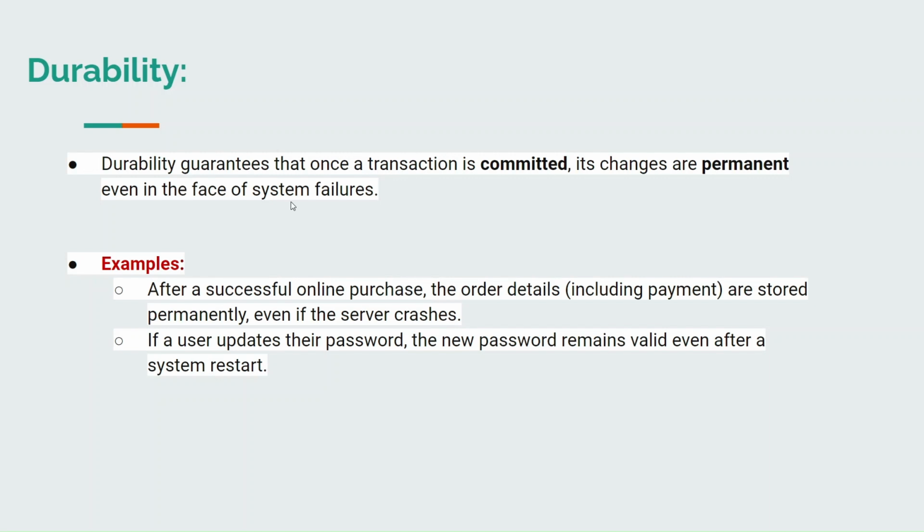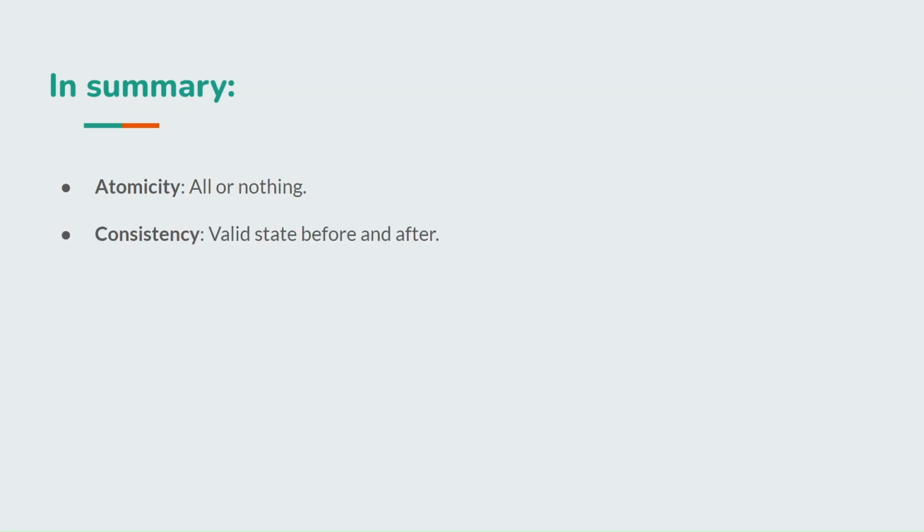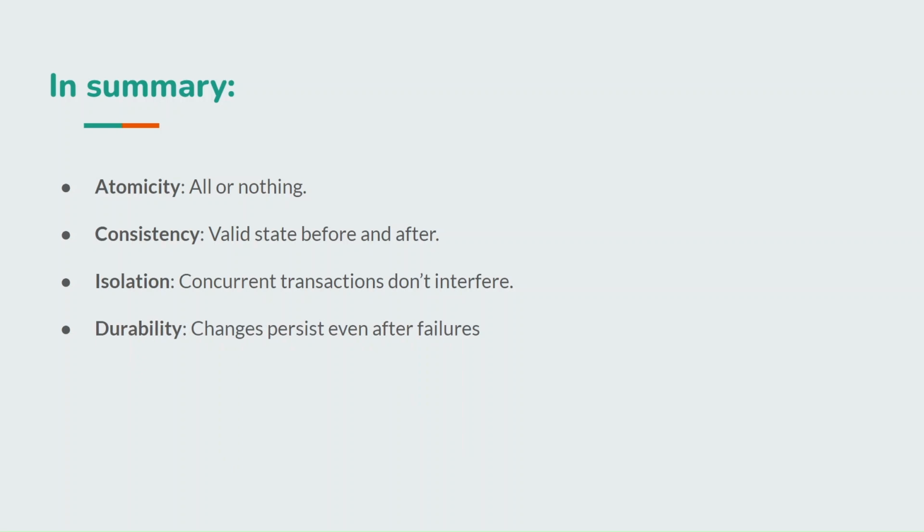These four are the pillars of any relational database, and the ACID properties are at the core of RDBMSs. In summary, atomicity means all or nothing, consistency means valid state before and after, isolation means concurrent transactions don't interfere with each other, and durability means the changes persist even after failures occur, even at the system level.